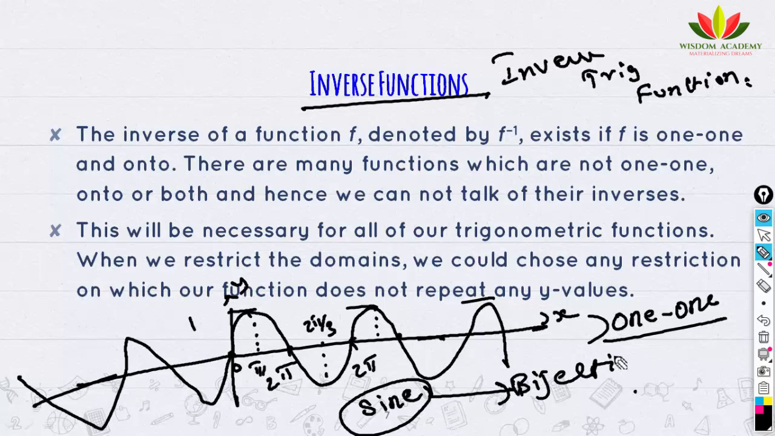For that, what are we going to do? To make a sine function a bijective function, we are going to make some restriction in the domain, and also in the codomain. How we are going to do this restriction is what we are going to see first, to know about the inverse function.